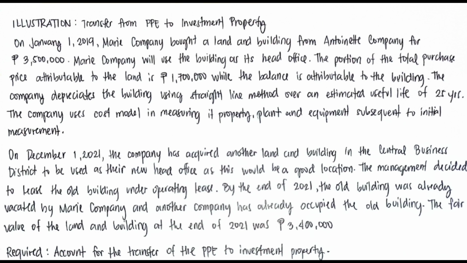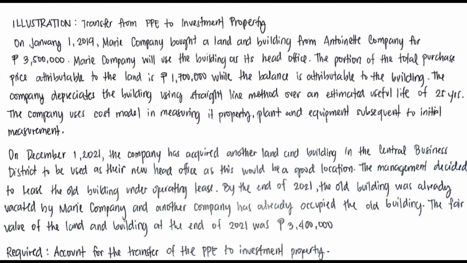The company uses cost model in measuring its property, plant, and equipment subsequent to initial measurement. On December 1, 2021, the company has acquired another land and building in the Central Business District to be used as their new head office, as this would be a great location. The management decided to lease the old building under operating lease. By the end of 2021, the old building was already vacated by Marie Company, and another company has already occupied the old building. The fair value of land and building at the end of 2021 was 3,400,000.